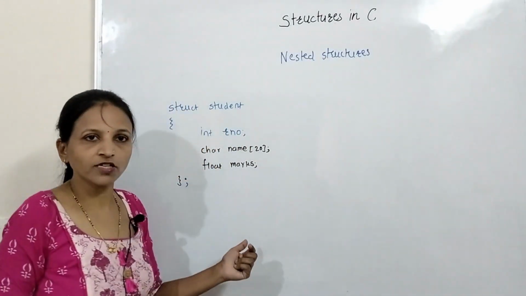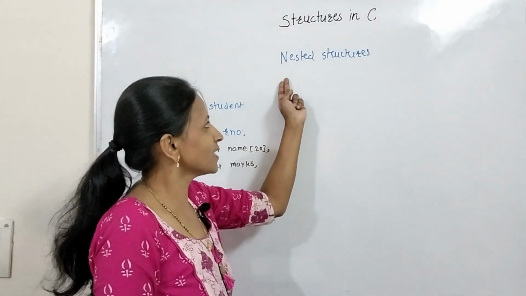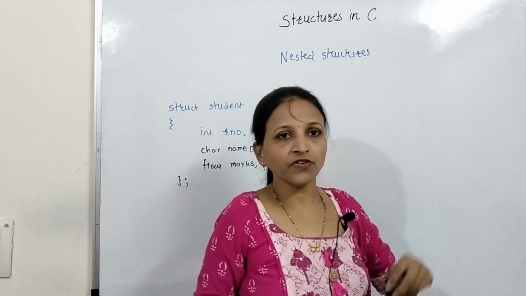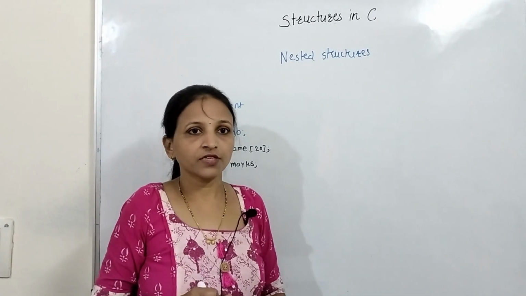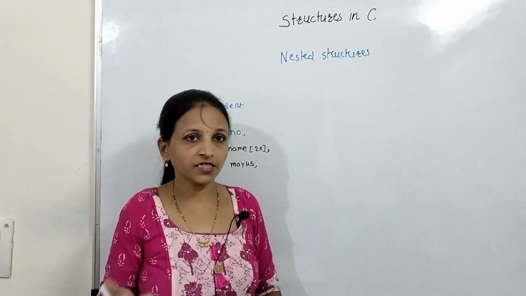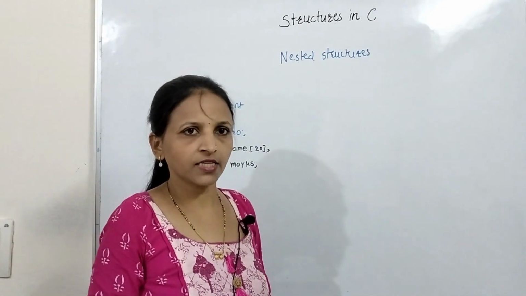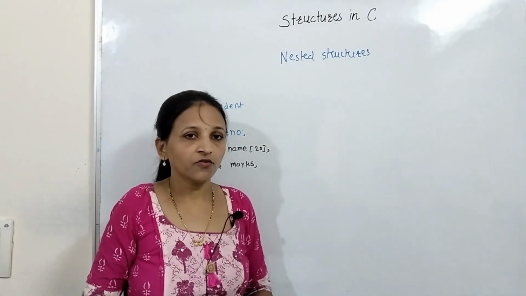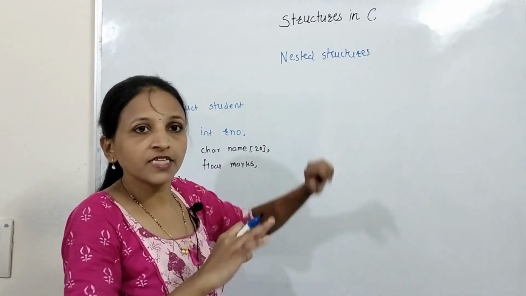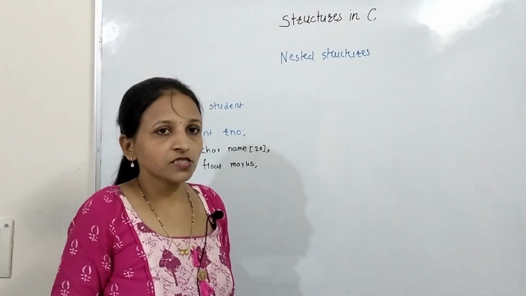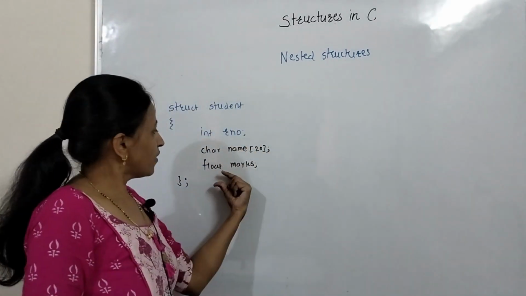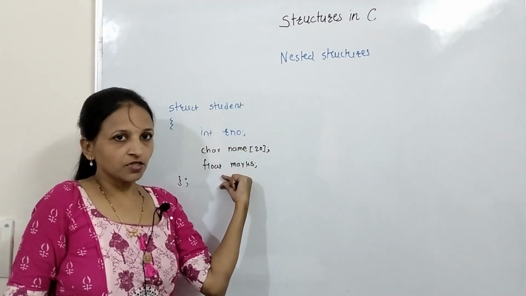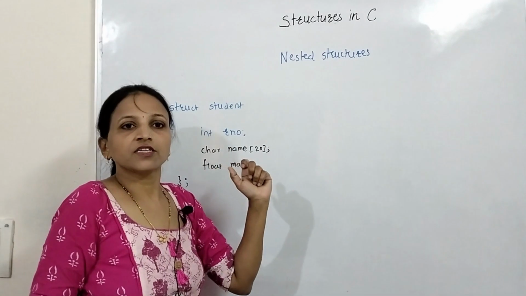Okay. The next concept that I am going to explain is nested structures. We have seen the concept of nested if, that is if inside if, and nested loop, that is for inside any other for. In the same way, we can use structures in a nested style also. Here the concept is we can declare one member of a structure as a variable of another structure.